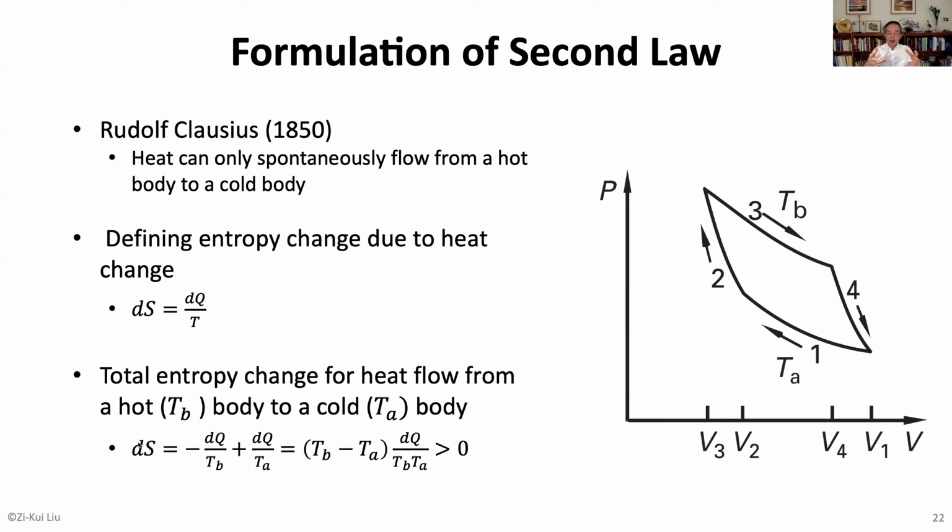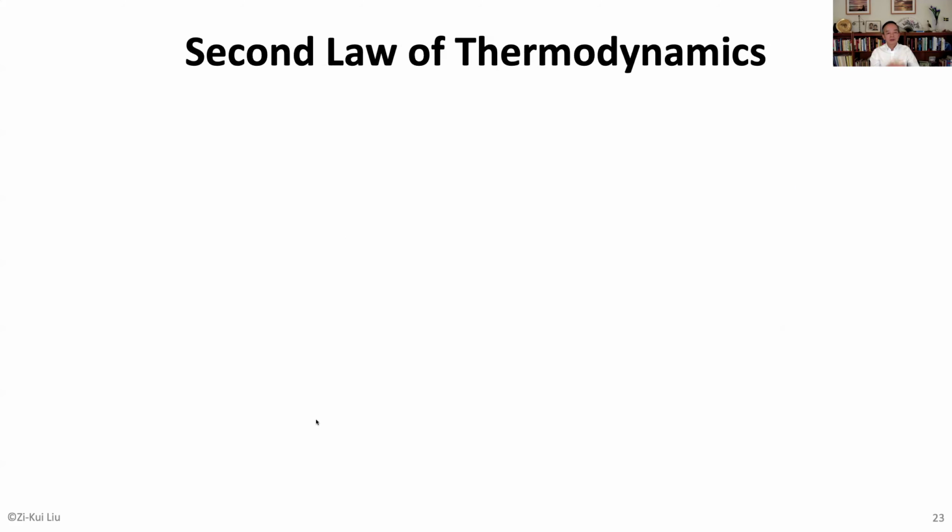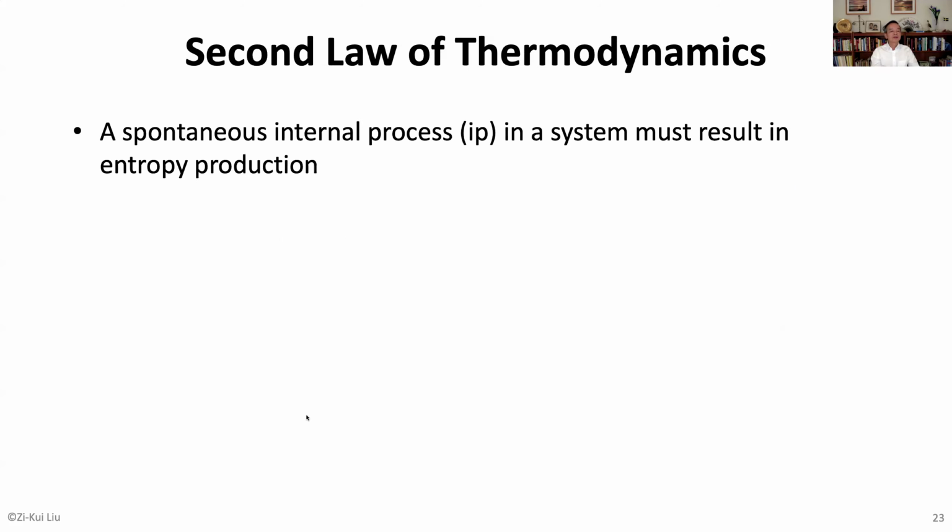That means the process of heat flow will produce entropy, increasing the entropy of the system. So that becomes the second law of thermodynamics. It states that any spontaneous internal process, IP, in a system must result in entropy production. That means that the process itself has to increase the entropy of the system, and dS_IP is greater than 0.